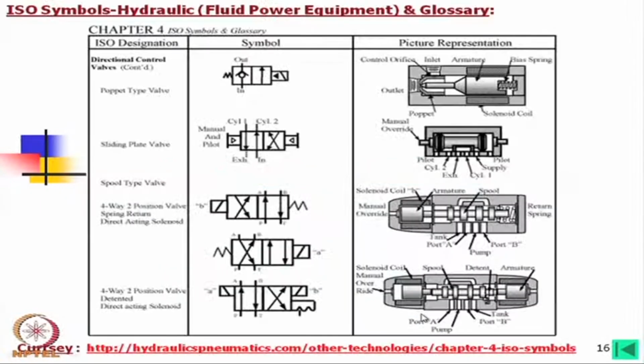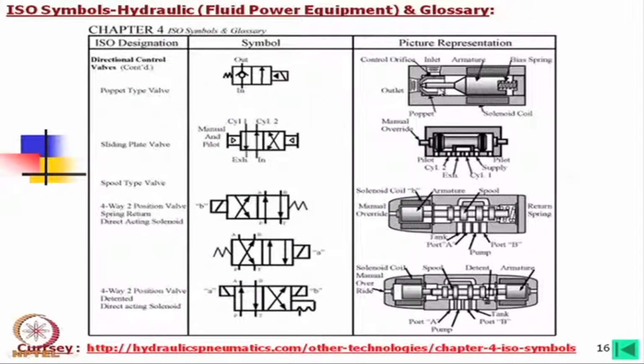Now, first I would like to show you the extract from ISO symbols and glossary. If we look into this figure, this is ISO symbols and glossary. This is chapter 4 of this reference. We have taken this from that reference. In that case, let us look into this component. This is directional control valves. It is the continuation of direction control valves.